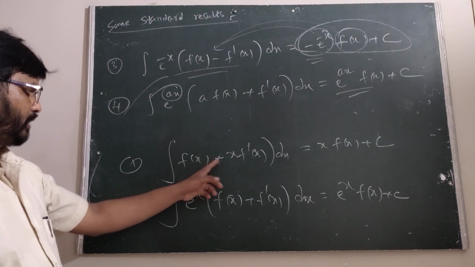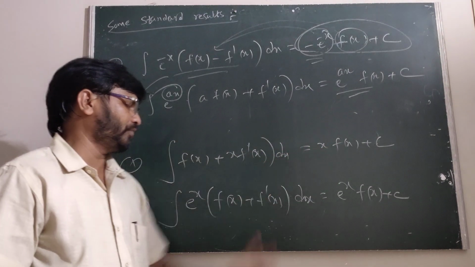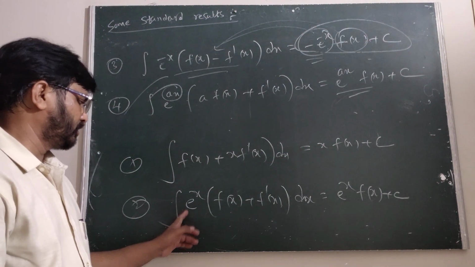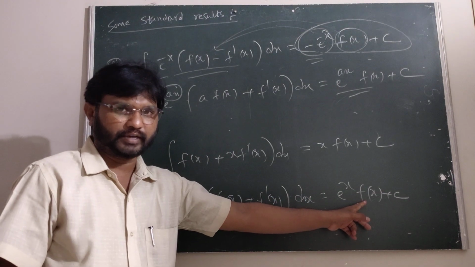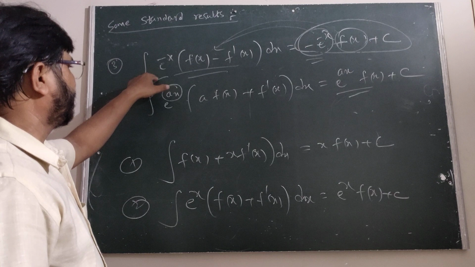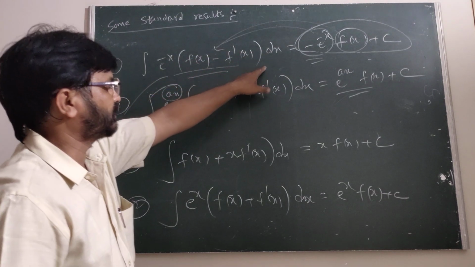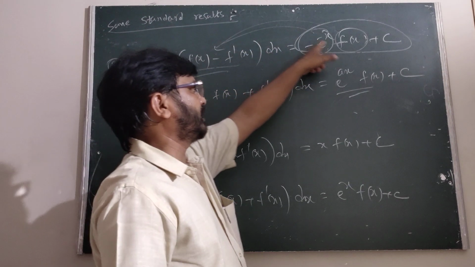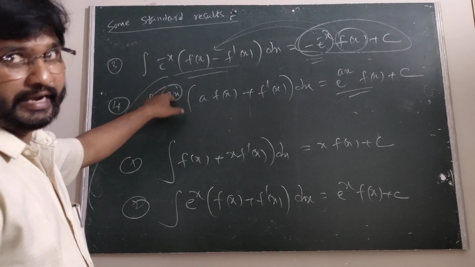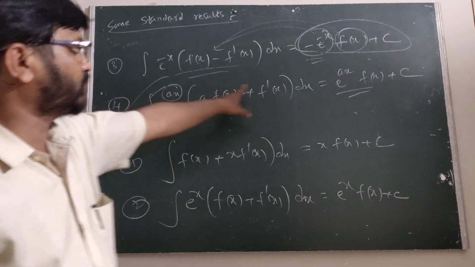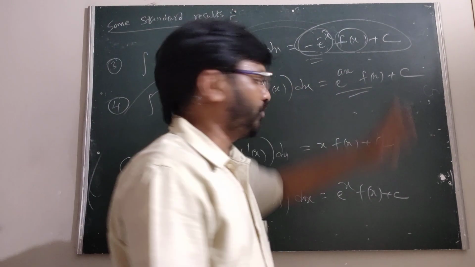Integral f of x plus x into f dash of x dx is equal to x into f of x plus c. Here e power x into f of x plus f dash of x into dx is e power x into f of x plus c. But the third one, integral e power minus x into f of x minus f dash of x into dx is minus of e power minus x into f of x plus c. But the fourth one is integral e power ax into a into f of x plus f dash of x into dx is e power ax into f of x plus c.